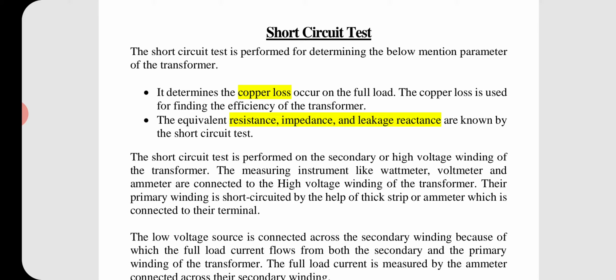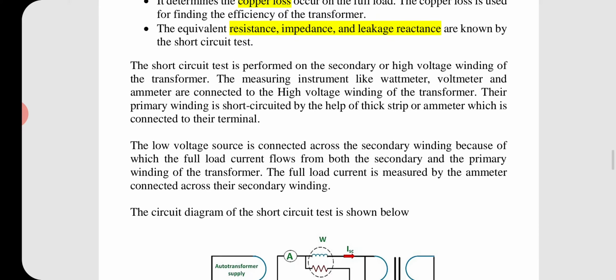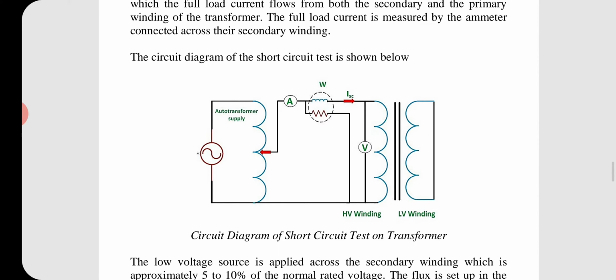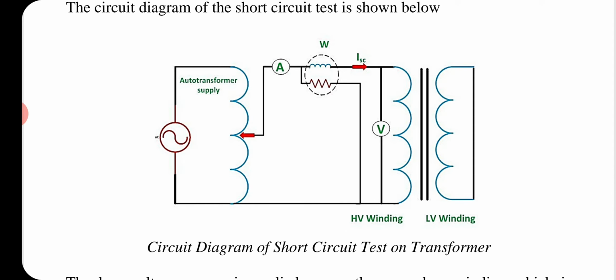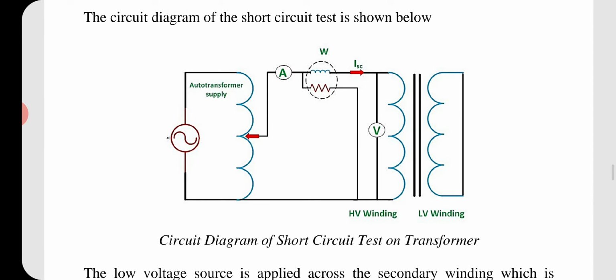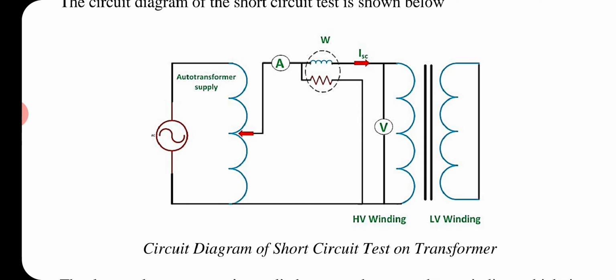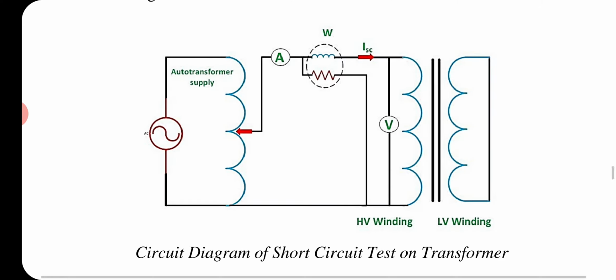So with the help of the short circuit test we can determine the copper loss and the equivalent resistance, impedance and leakage reactance. Now this short circuit test is actually performed on the high voltage side of the transformer. This is because of safety purposes. So here we can see that the low voltage winding is being short circuited with the help of a thick strip, and the high voltage winding is connected to an alternating supply.